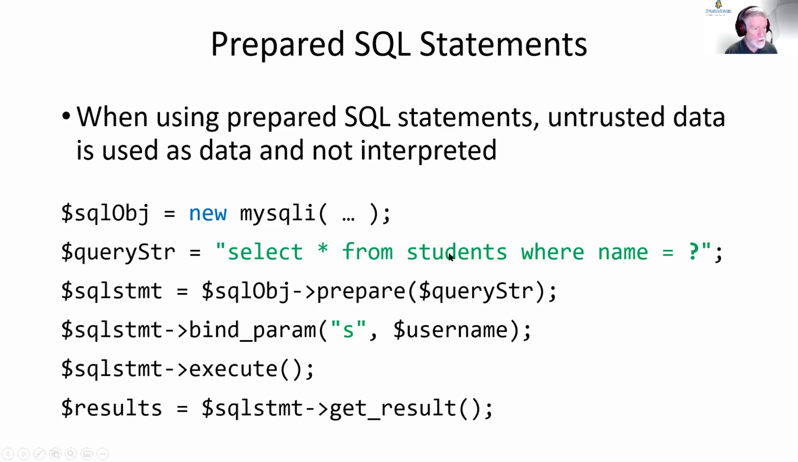You know, select star from students where name equals, but instead of concatenating the string together, I put a question mark. Each parameter is indicated by a question mark. And so in the next step, we're going to do the prepare, and then we're going to stick variables where the question marks go. And you can do multiple ones. I only have one here. I probably should have shown an example with multiple ones.